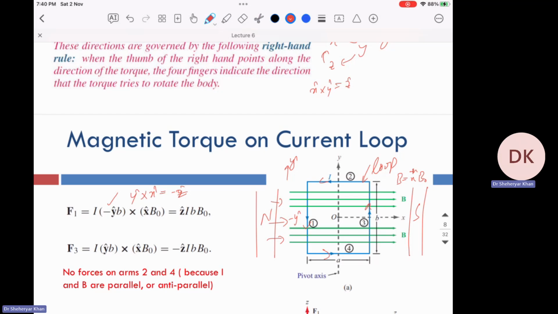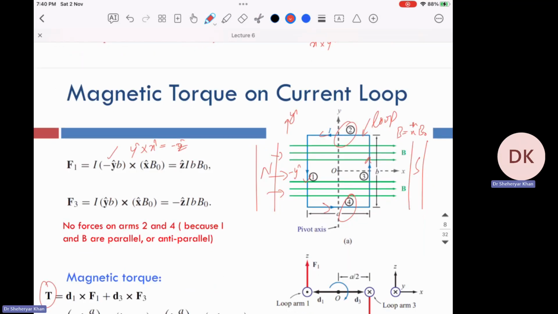Now, look at F3 here. The current is going up, and the direction of the length is along the y direction. The magnetic field is going from minus x to x direction. So y cross x is minus z. Now, what about the 2 and 4 parts? They are 0. Why are they 0? Because they are parallel to the field, so the angle between them is 0. Sine 0 is 0. So the cross product between two parallel vectors is always 0.